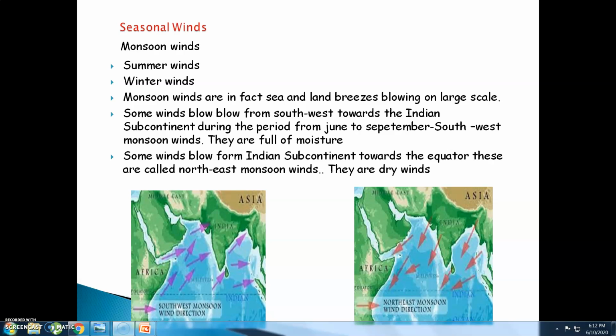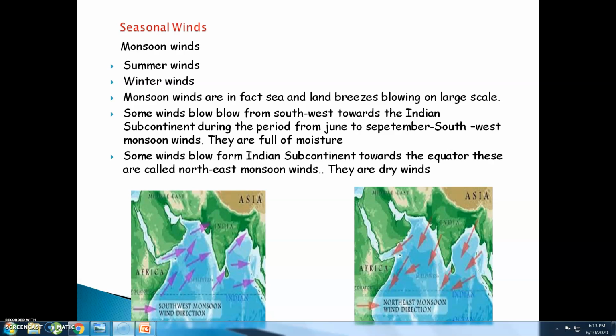Winds which blow from the southwest towards the Indian subcontinent during the period from June to September are called monsoon winds. The country of India faces the monsoon season from the month of June to September. These winds are called monsoon winds. They are full of moisture. Moisture is a little oiliness and wetness in the atmosphere. Those are called monsoon winds.